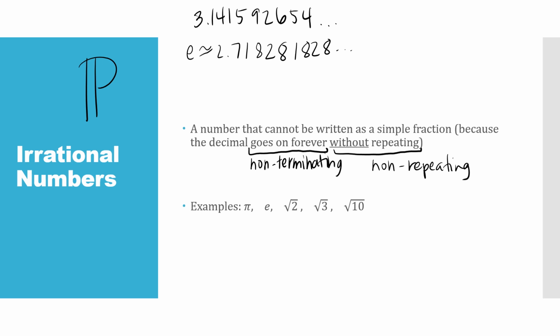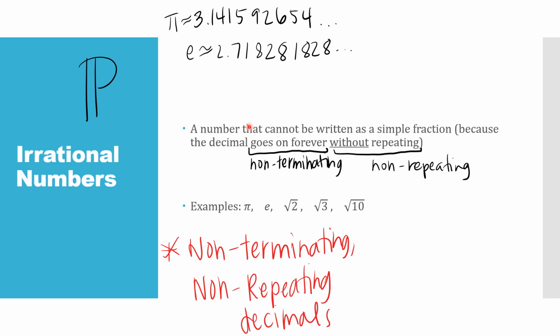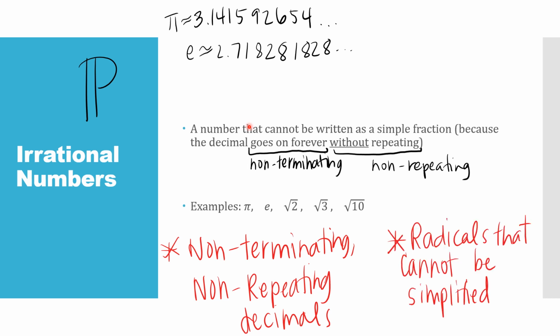So far we've seen these special numbers like pi and e. And then we see some other types of numbers here. These are radicals that cannot be simplified. So the square root of 2 can't be simplified. The way that you simplify a radical is you look at the radicand, the value underneath the radical, and you ask, does 2 have any perfect square factors? No, it does not. 3 does not have any perfect square factors, so this cannot be simplified. Square root of 10 has no perfect square factors, so that can't be simplified. So non-terminating, non-repeating decimals are examples of irrational numbers, as well as radicals that cannot be simplified.